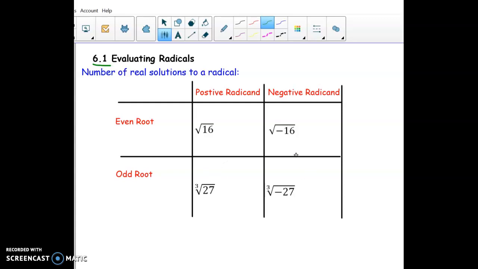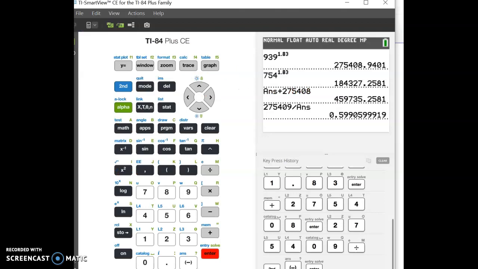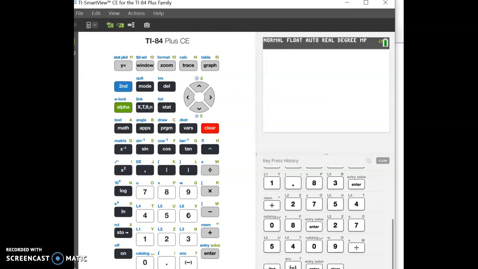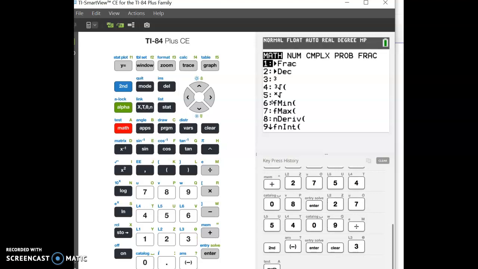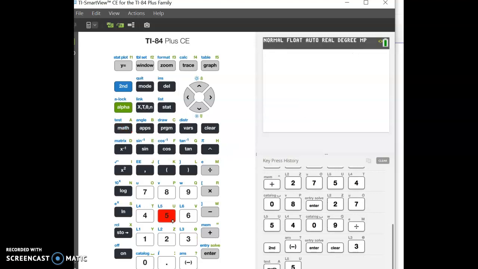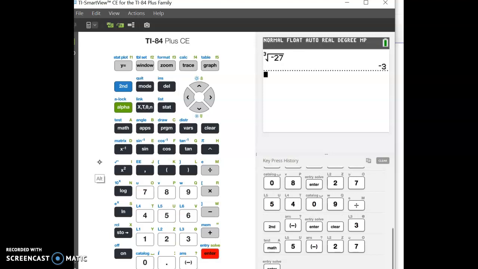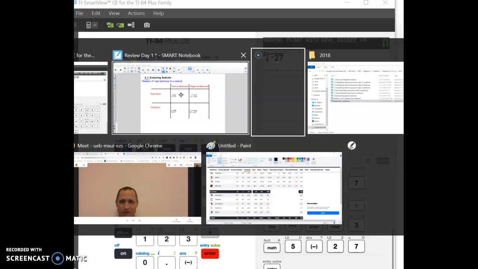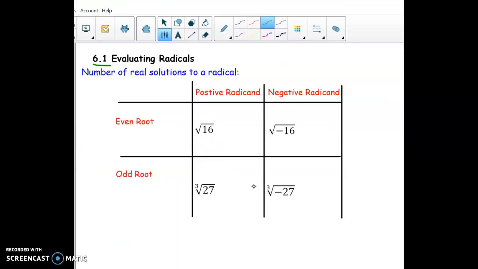And the key to this is knowing how many answers. So all of these things you can just type in your calculator, right? Like, I don't know, third root of negative 27. So I can do 3, math, x root is number 5, negative 27. All right, and it'll get me my answer of negative 3. All right, so all of it you can do on the calculator, but the trick is to know how many answers.